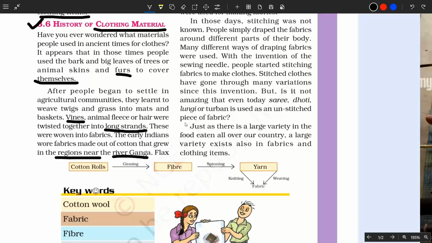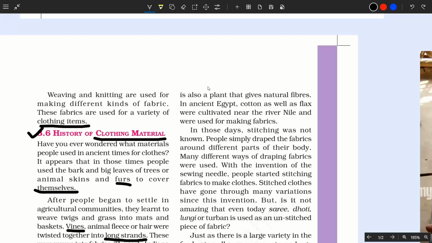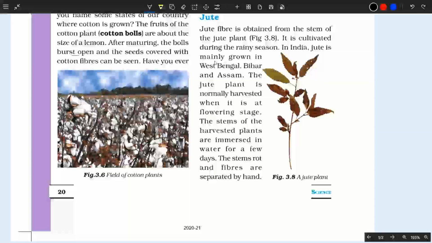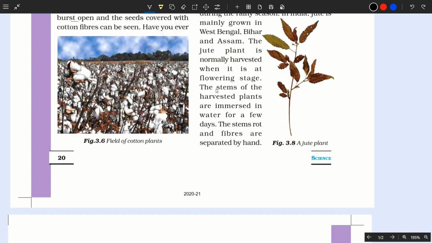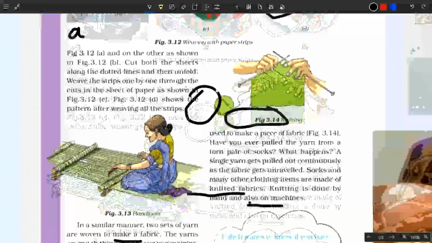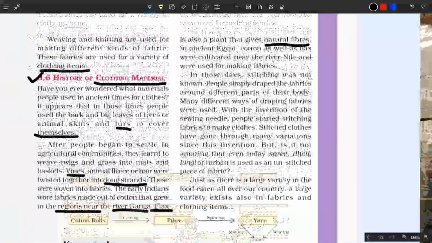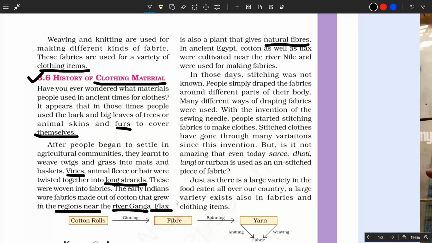Here we have seen cotton. In the previous session we learned the natural processes by which fabrics are made from cotton, and here they have given flax. Flax is also a plant that gives us natural fibers. We have seen cotton and jute also. The cotton plant and the jute plant also give us fabrics to make clothes. Here the other plant they have mentioned is flax.